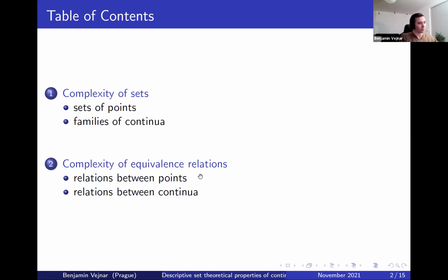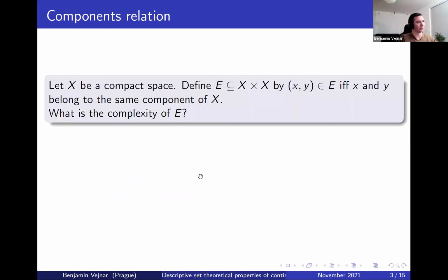Okay, so first of all, let me start with a simple relation. So suppose that we have a compact space X, and we define the following equivalence relation E. So E is formally a subset of the Cartesian product X times X in the following way, that a pair XY is in E if and only if the points X and Y belong to the same component of the space X. Okay, and naturally we can ask, what is the complexity of this E?